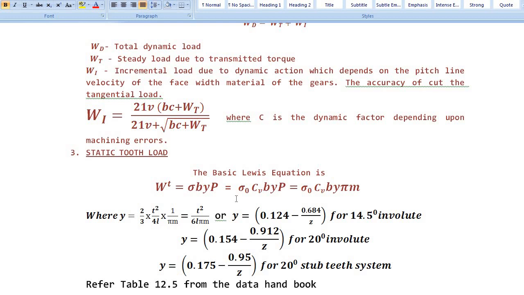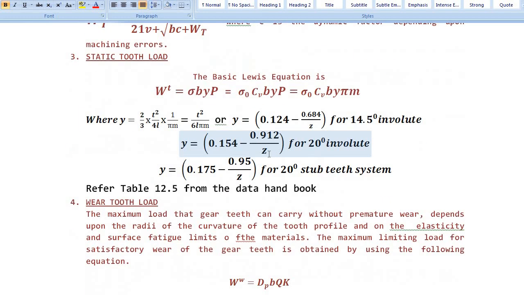So equations are available in the data handbook, and we proceed. The static tooth load consists of this basic Lewis equation itself. Here we have sigma V y into P as the basic equation. So sigma, the permissible stress, is transformed into sigma naught into Cv, considering the velocity factor, and P is the pitch circle diameter of the gear or pinion, which is given by pi into the circle diameter.